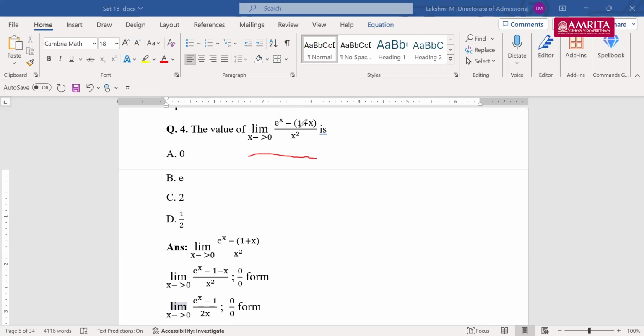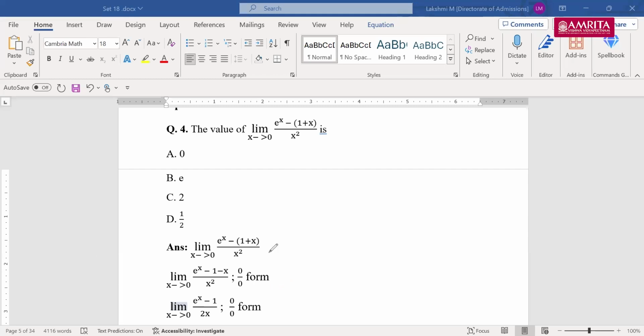So what you have to do? e raised to x is e raised to x, minus 1 is 0, this minus x is 1. So if it's of the 0 by 0 form, you have to find the f dash of x. Initially I have this term. The first time if I'm solving, it's e raised to x minus 1 by x square, which is 2x, right? When I'm substituting 0, this is e raised to 0 minus 1 by 2 into 0. That time also it's of the form 0 by 0.